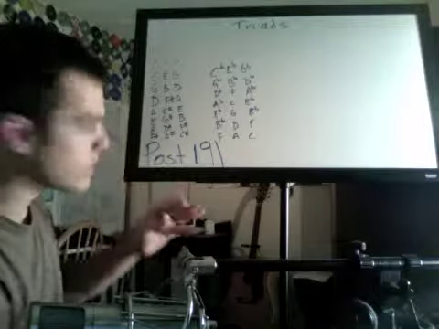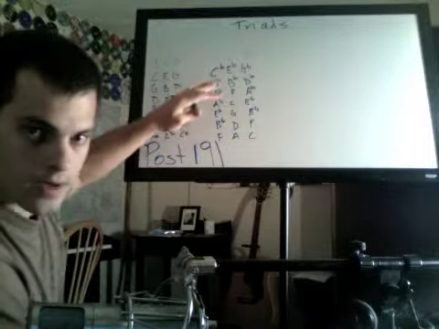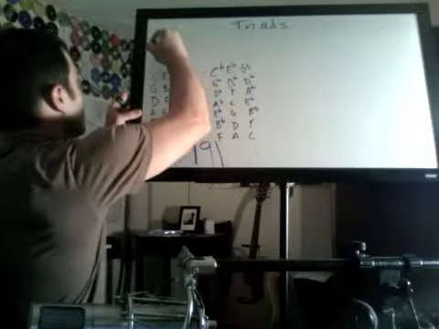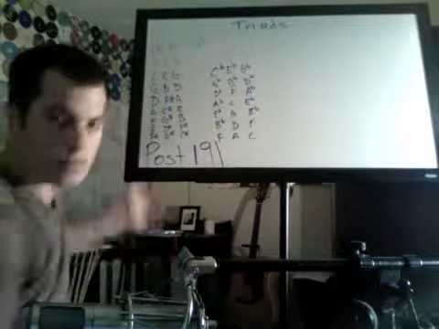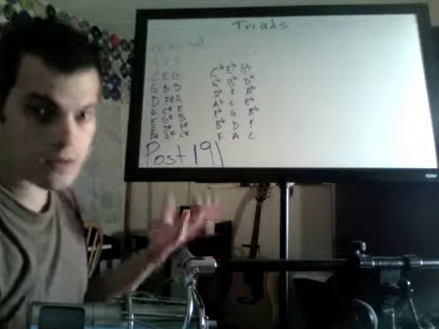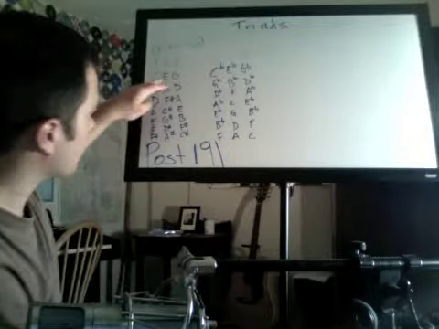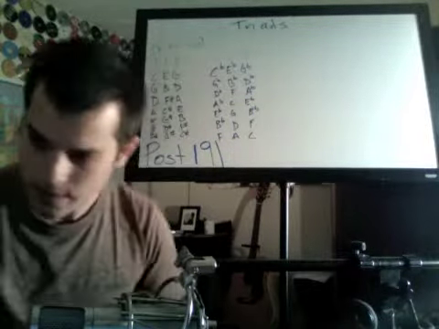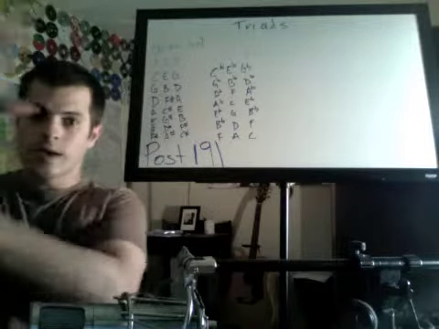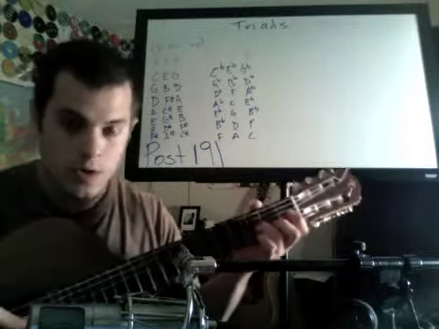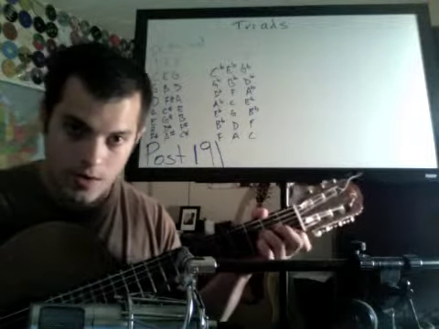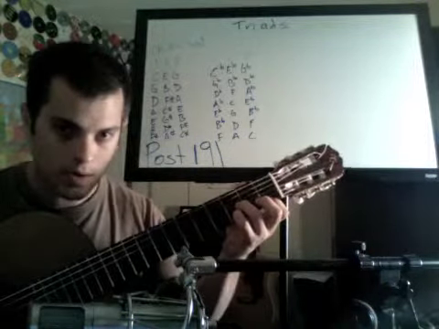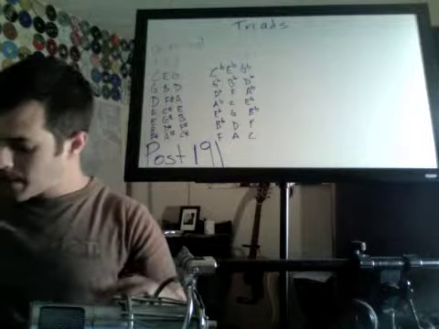Now, it's really easy. We know that this is the same as do, mi, sol. Do, mi, sol. We're playing all three of those at the same time. So what we got is do, mi, sol. Okay, that's it. So these are the patterns.